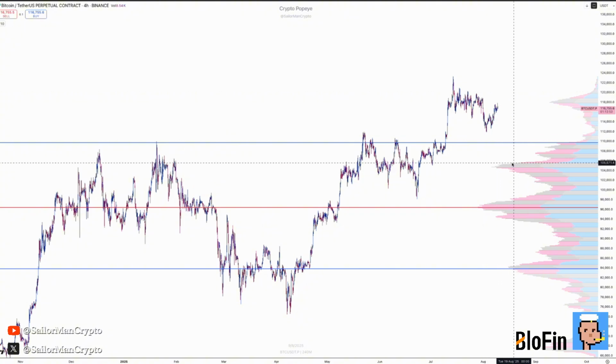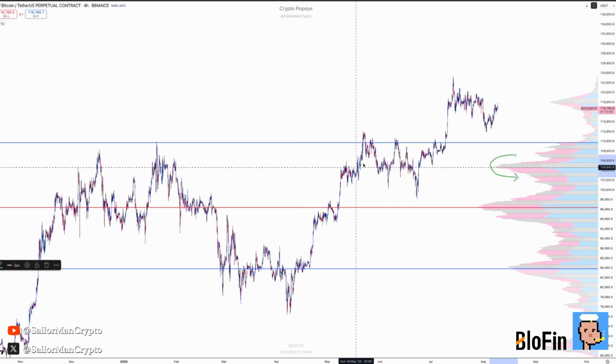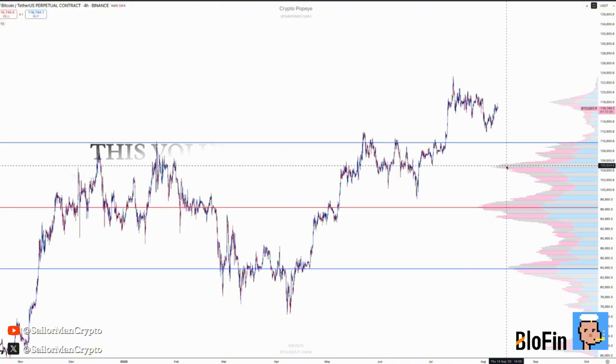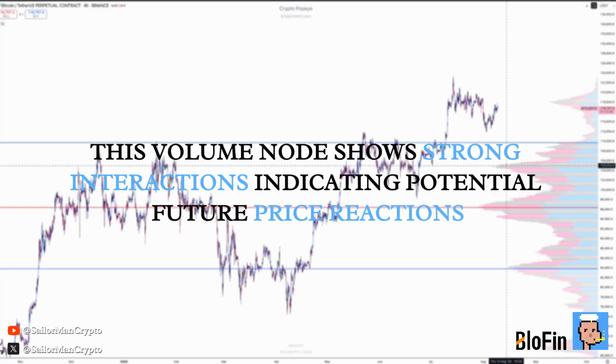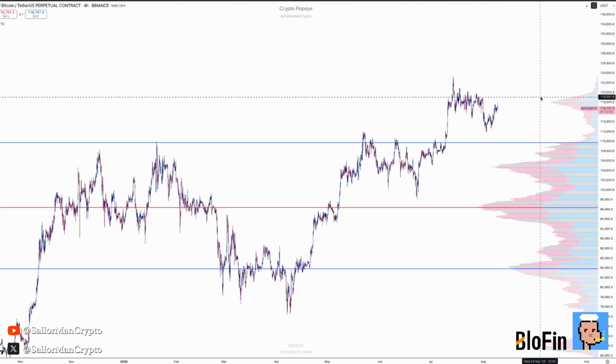So now it's not very relevant, but we can say that the point of control here on this high time frame chart, if Bitcoin comes down, we can expect this level to be a support. Basically, this volume node tells you that there was a strong interaction at that level, that level had a lot of interest from market makers, whales, big buyers or sellers, and this is a potential level in the future that can be defended.